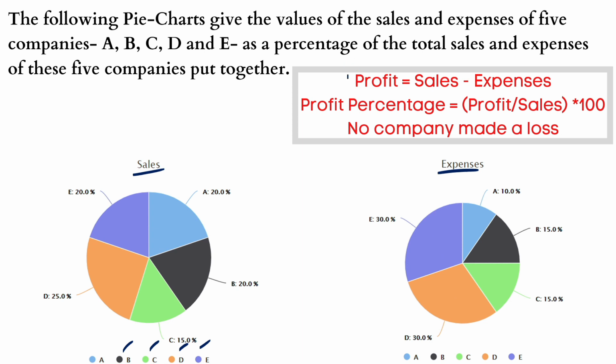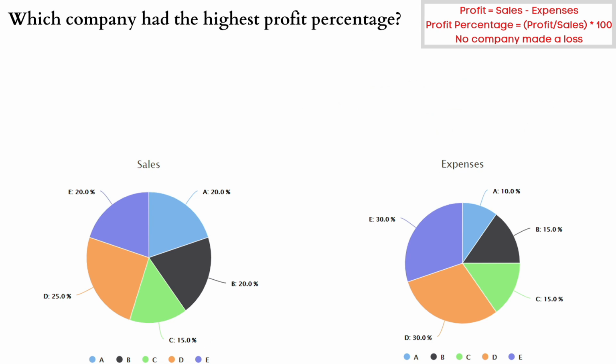The table is also given, which says profit is equal to sales minus expenses, as we know, and profit percentage is equal to profit by sales into 100, and no company made a loss. So among all the companies, no company made a loss. So the first question: which company had the highest profit percentage?